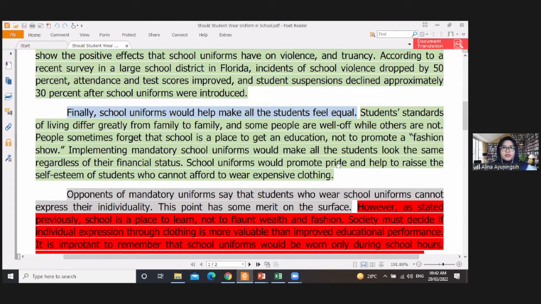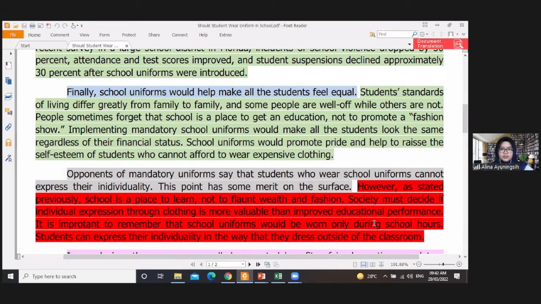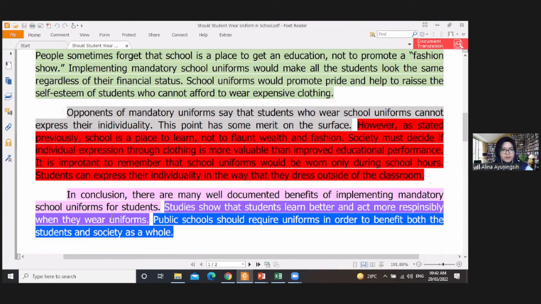So we already see the body paragraph with the backing arguments, and we also already see the refutation, a good refutation here. And now we move on to the conclusion paragraph. The conclusion paragraph is just the same as last week's explanation, so it should start with a paraphrase of the thesis statement. In conclusion, there are many well-documented benefits of implementing mandatory school uniforms for students. So the idea is the same, that these students agree that school uniforms are a better choice, but the wording is different.